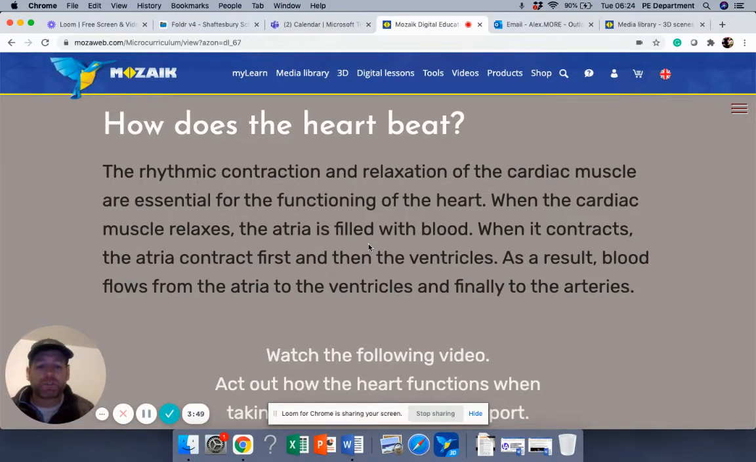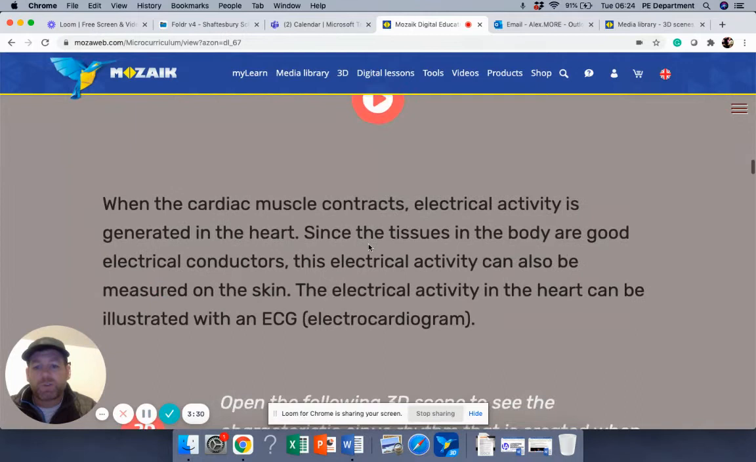Diastole is relaxation, systole is contraction, and the heart is a cardiac muscle. It's not voluntary or involuntary, it's a cardiac muscle, and that's essential for the function of the heart. When the cardiac muscle relaxes, the atria fill with blood. When it contracts, the atria contract first and then the ventricles. As a result, the blood flows from the atria to the ventricles and finally to the arteries.